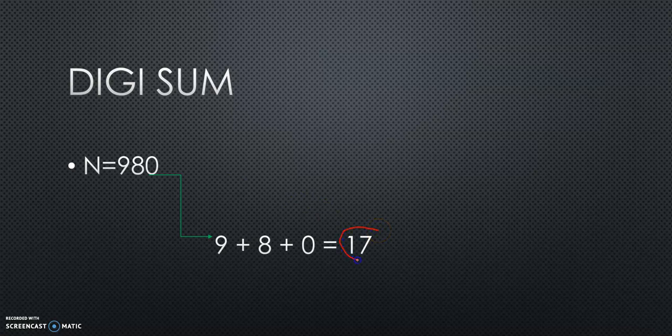Now we'll update the n value as 17, and then we'll perform the same sum of digits operation on this n value, where it results in the digit 8. Now we have obtained the result as a single digit. Here we'll stop our process, and this will be the digisum of 980. So let us know how to code this.